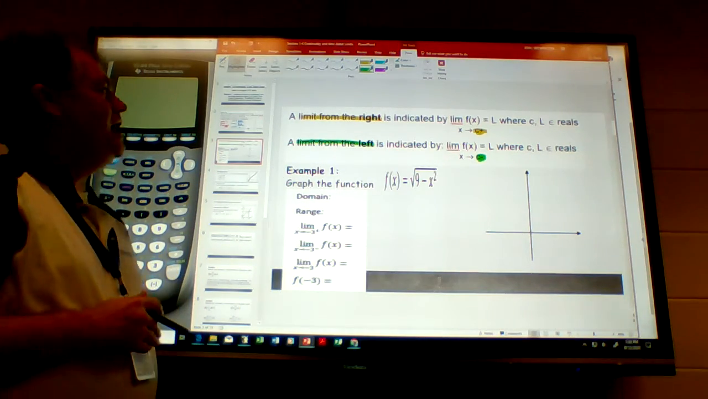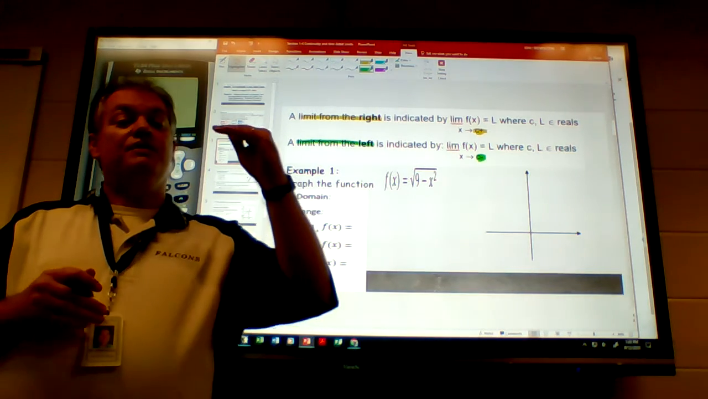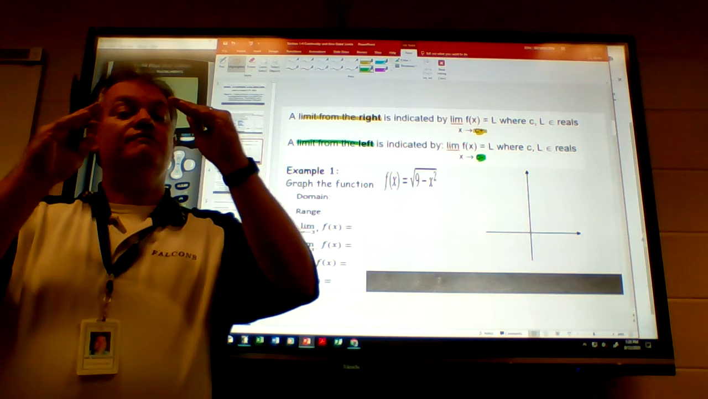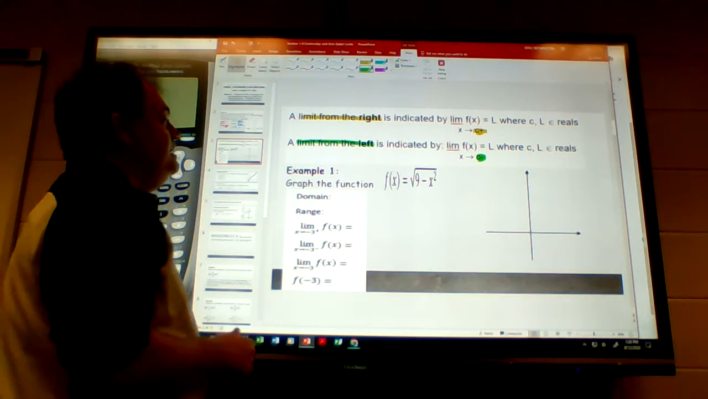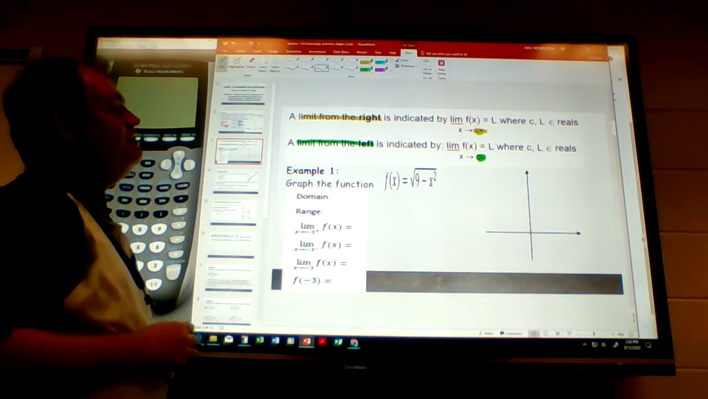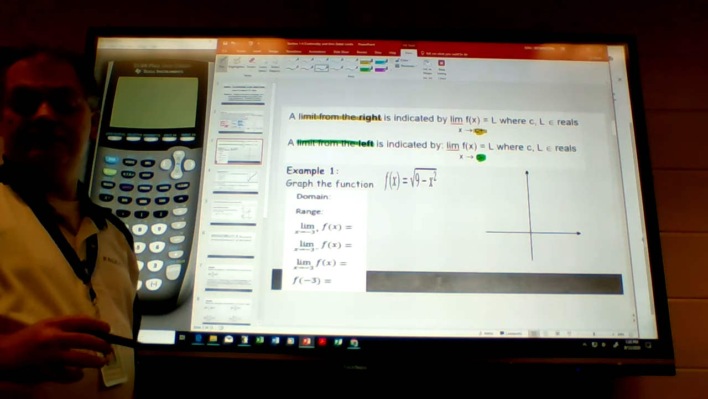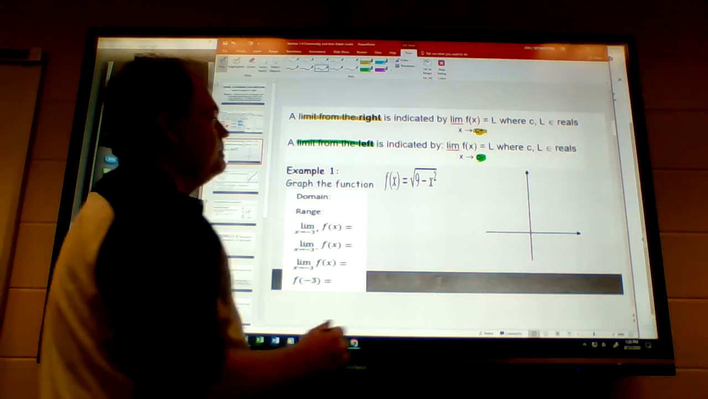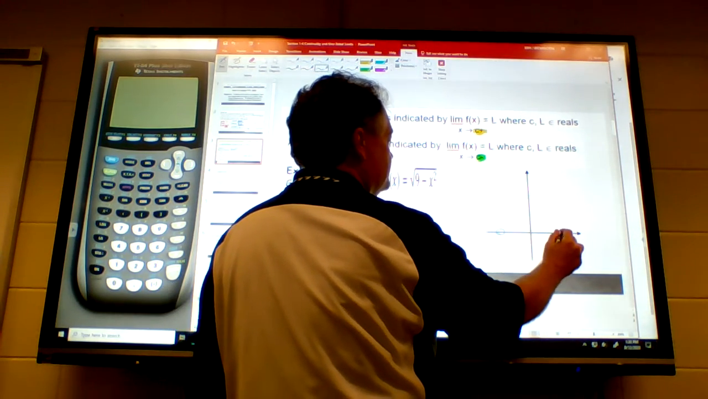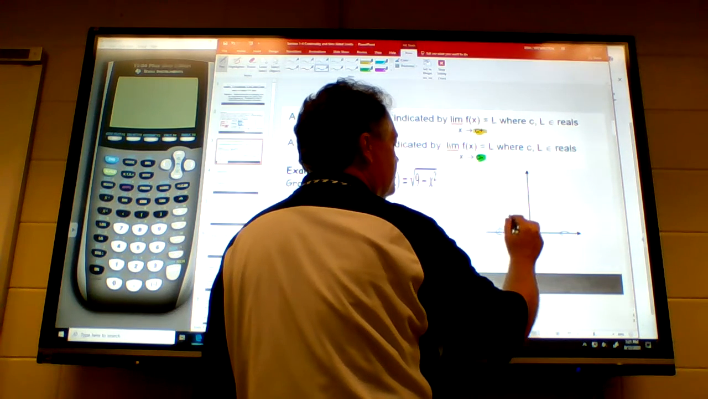So what we have to do is take the limit from both the right-hand side, as it's coming towards from the right, and also from the left. Okay, now let's look at this example right here. Here we have the function f of x equals the square root of 9 minus x squared. When we do this, the curve is going to look something like this. Now, these aren't exact, so you'll have to bear with me on that.